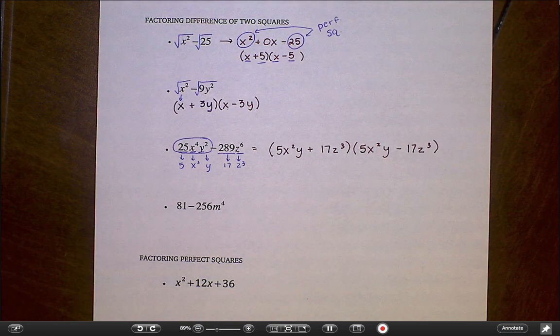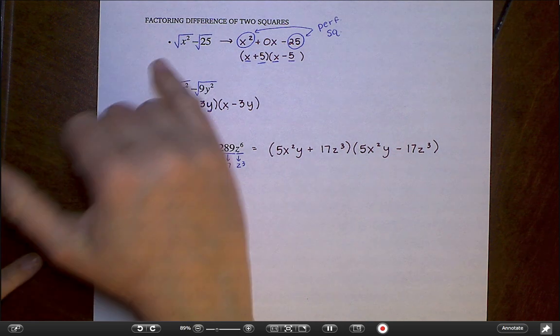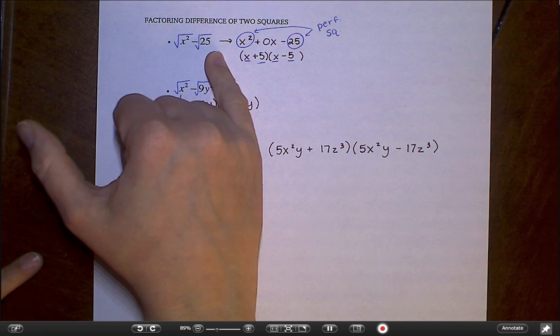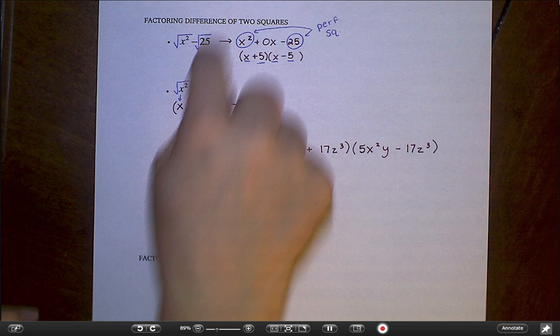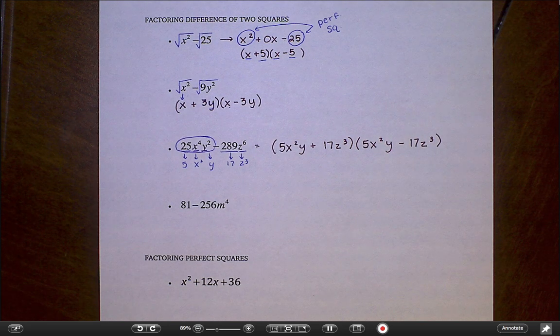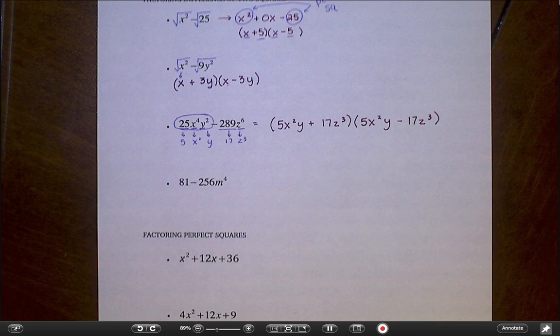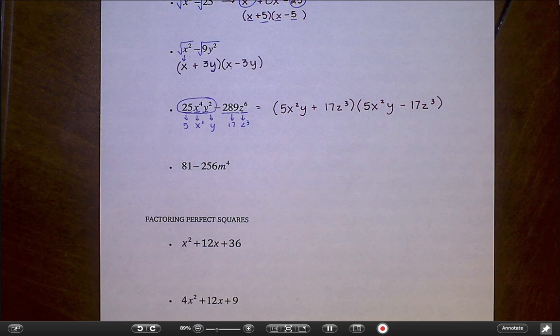Okay, so that's what you want to be on the lookout for. Anytime I'm trying to factor and I see that it's just two pieces, I see that it's a binomial with a subtraction sign in the middle, this difference of two squares is what jumps out in my head right away. Okay, so you want to get to the point where you're recognizing that when you see it.